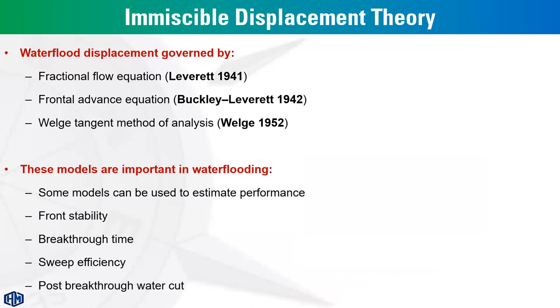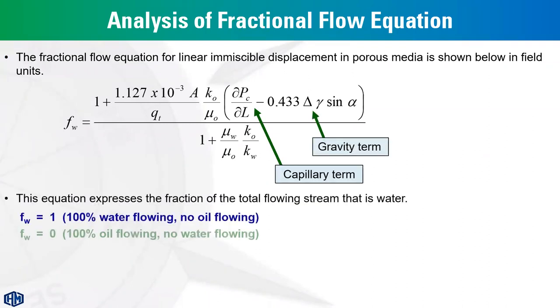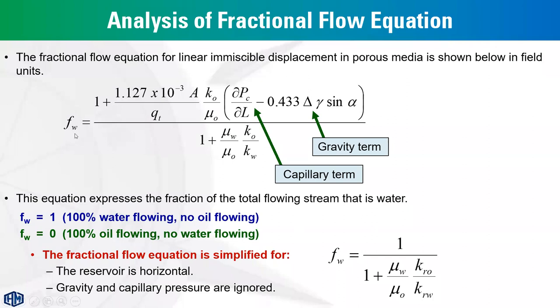To highlight very quickly the process of immiscible displacement, we have several techniques applied in waterfloods, but I will highlight one of the widely used techniques, which is the fractional flow equation, fw. It follows this relationship; this is the typical relationship if we consider the gravity and capillary pressure terms. If we consider 100% water flowing, fw equals one, in other words no oil flow. In a more simplified form of the fractional flow equation, for a horizontal reservoir and ignoring the gravity and capillary terms, fw is a function of the relative mobility ratio and viscosity ratio.